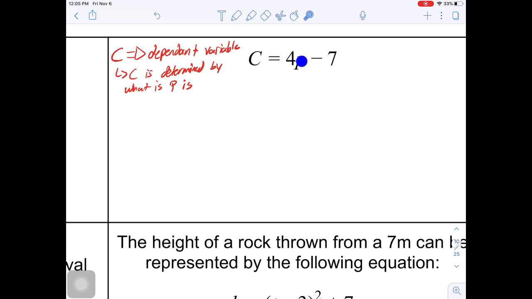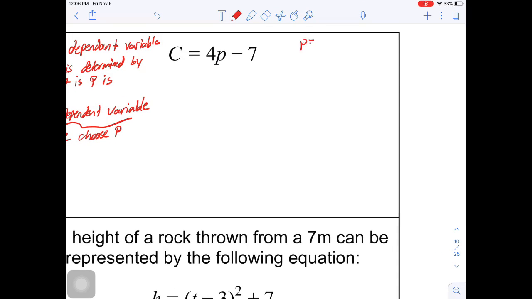Who decides what p is? Well, we do. So p is the independent variable because we decide what happens. We choose p. So we could say p equals 5. What is c? Well, then we just simply plug in 5 for p. So it'd be 4 times 5 minus 7. That would be 20 minus 7, and 20 minus 7 gives us 13.